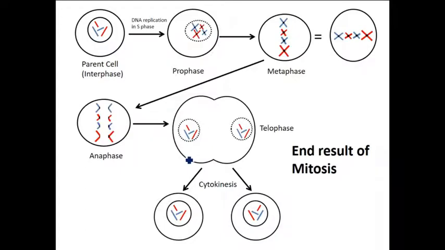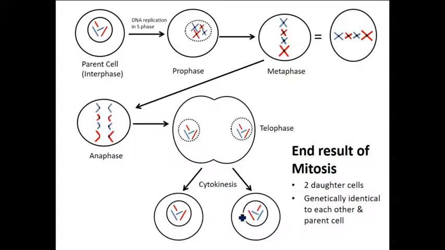Okay. And then voila, at the end of mitosis, you end up with 2 daughter cells that are genetically identical to each other and to the parent cell. Okay, so that means the sequence of bases that the parent cell had is the same as the 2 daughter cells. Okay, and so that's the end of mitosis. Might not be a bad idea to pause it now and watch that video before we move into meiosis.